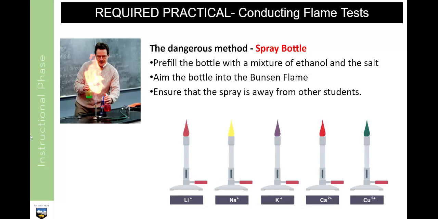So spray bottles. You pre-fill the bottle with a mixture of ethanol and the salt, again to turn it into a solution. Remember, ethanol is flammable as well. You aim the bottle into the Bunsen burner and then you spray it. When I am doing this, I will have a safety flame in front, and I will ensure that I'm spraying it away from the students, of course. Now remember, guys, lithium is bright red, sodium ions give a yellow flame, potassium gives lilac, calcium gives an orangey red, and copper gives a green flame.